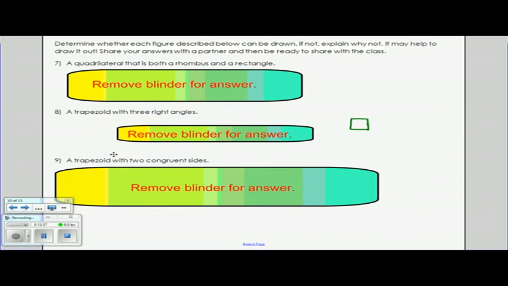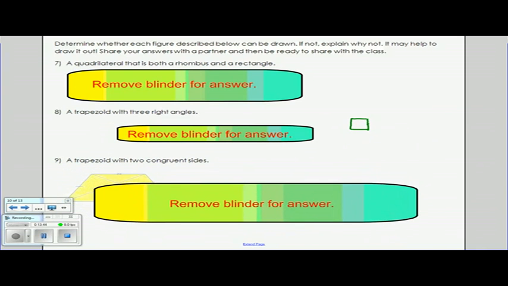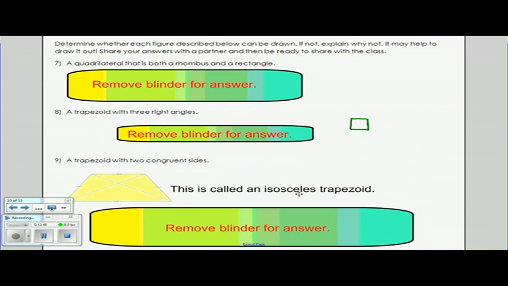Okay? And then a trapezoid with two congruent sides. Yes, you can draw this. And it's called an isosceles trapezoid. You don't necessarily need to know that this year. But an isosceles trapezoid has one set of parallel lines. You see by the arrows here that these two lines are parallel. And then these two lines on the opposite side here and here with the hash marks are congruent. So yes, you can draw a trapezoid with two congruent sides, and it's called an isosceles trapezoid.